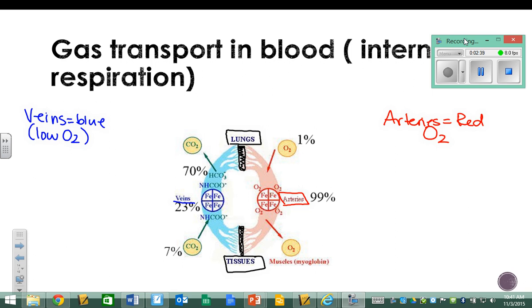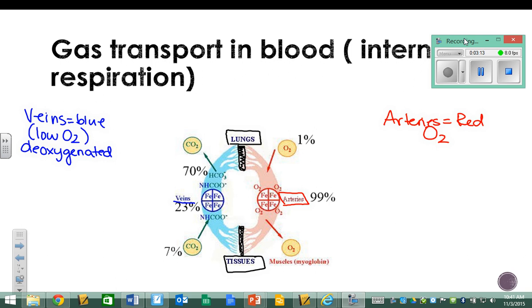So usually what we say when we talk about veins is that they are deoxygenated. That means they had oxygen and oxygen got taken away. So obviously on the right side of the picture, we're going to focus on oxygen. I'm not saying that there's no carbon dioxide in your arteries. We're simply focusing on the main method of transport.